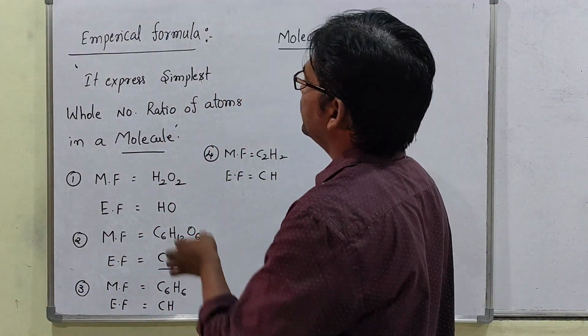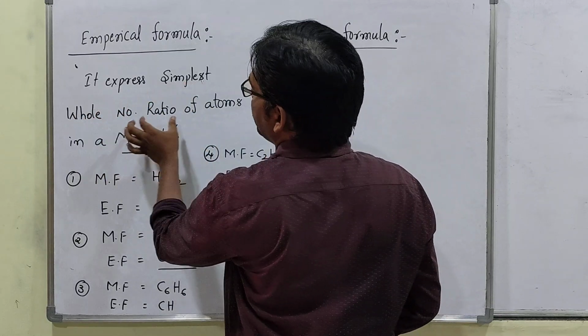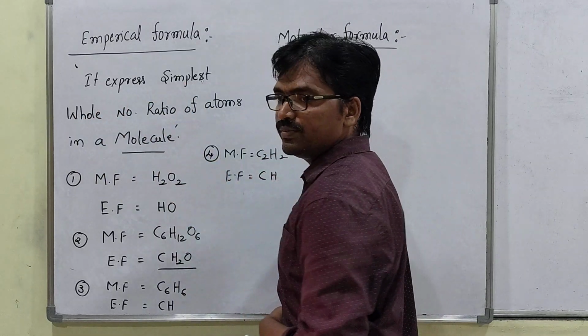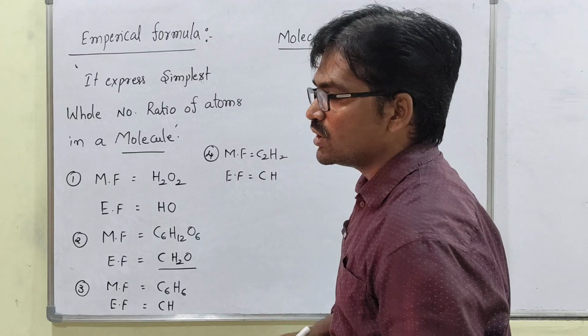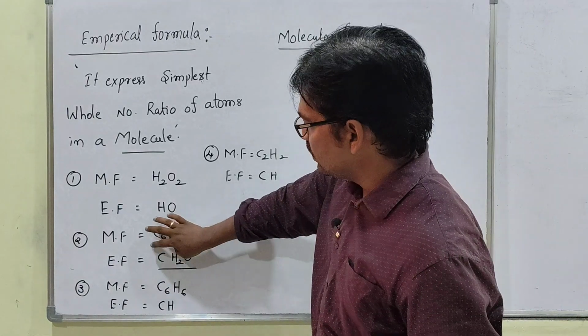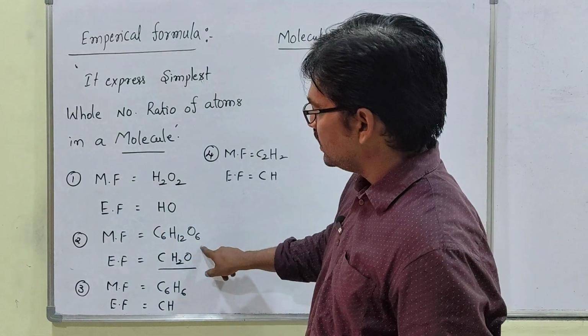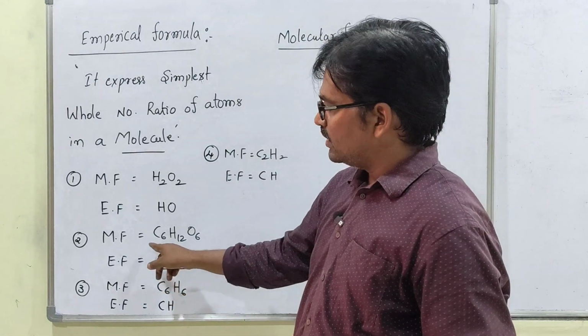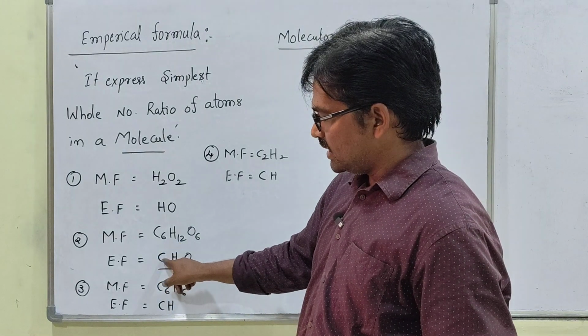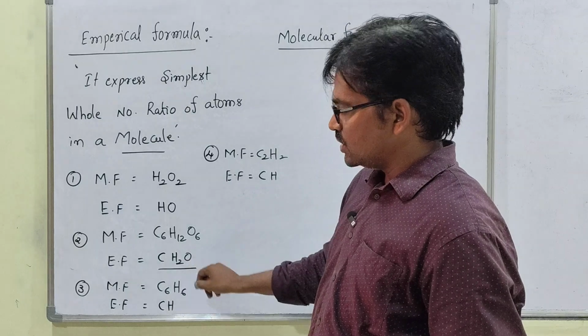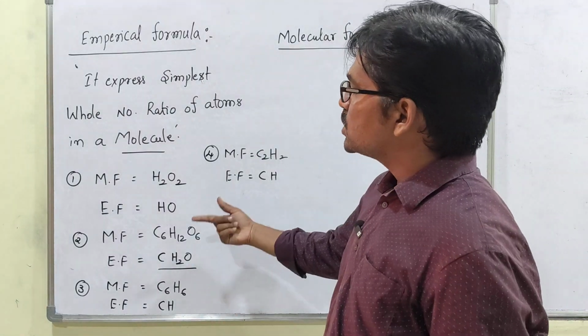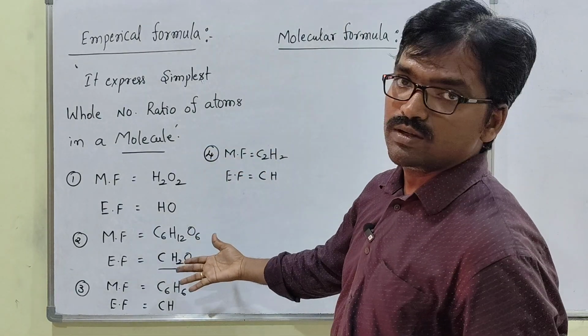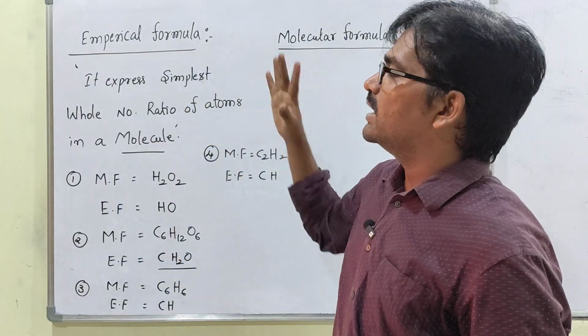Empirical formula is the simplest whole number ratio of atoms in a molecule. If we divide by 6, we get 1, 2, and so on. So the simplest whole number ratio of atoms is called the empirical formula.